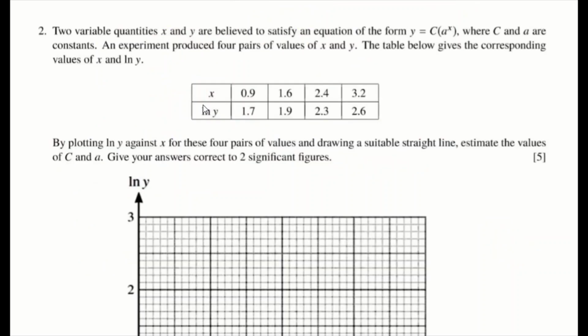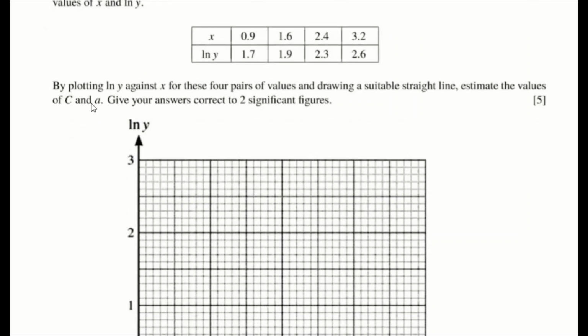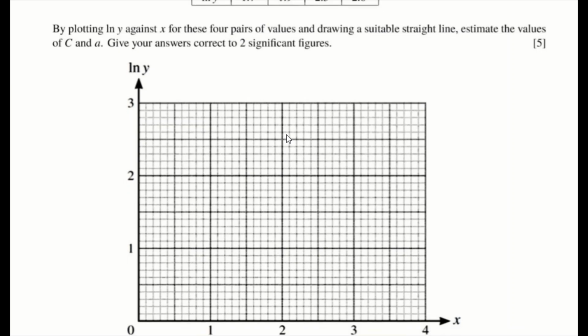The two variable quantities x and y are believed to satisfy an equation of the form y equals c a to the power x, where a and c are constants. Okay, so you have this pair of values. The question wants us to plot the value ln y against x for the 4 pairs of values, and draw a straight line. Then estimate the values for c and a. Give your answer in two significant figures. Okay, so let's try to plot the graph first.